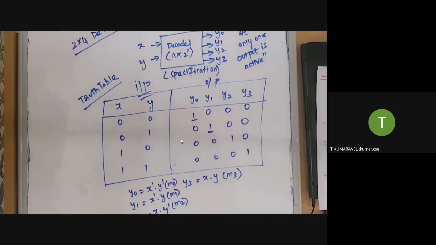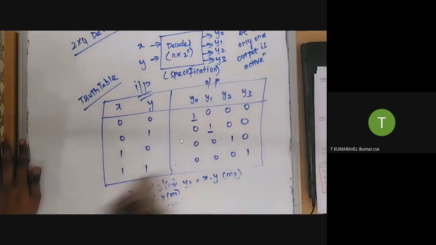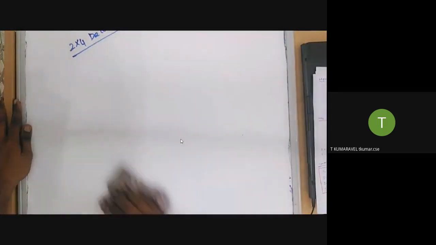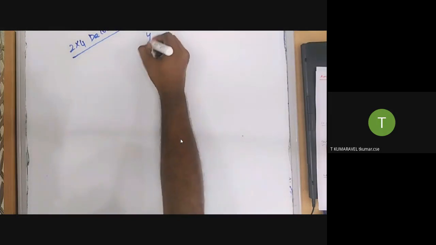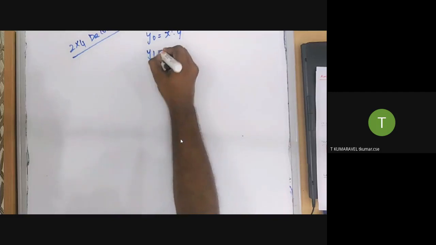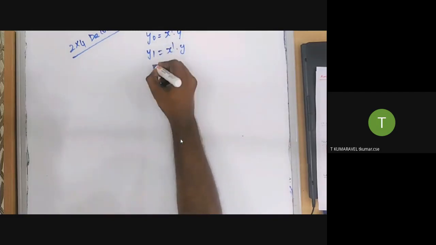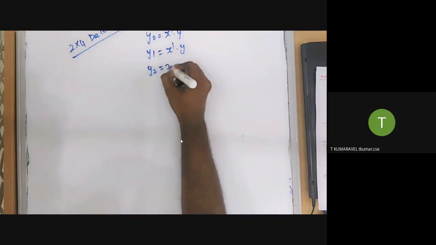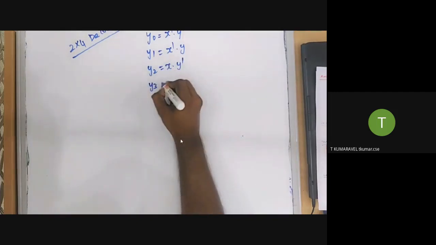So next, I'm going to draw the circuit diagram. What are the input specifications? y0 equals x bar y bar. y1 is x bar y. y2 is x dot y bar, and y3 is x dot y. Okay. How do you draw the circuit?